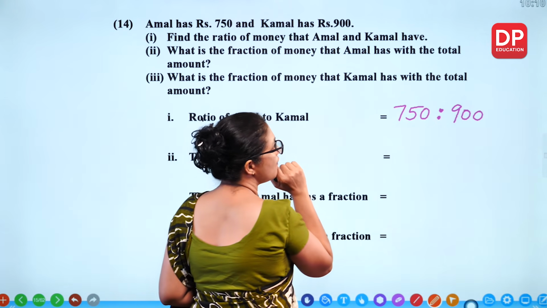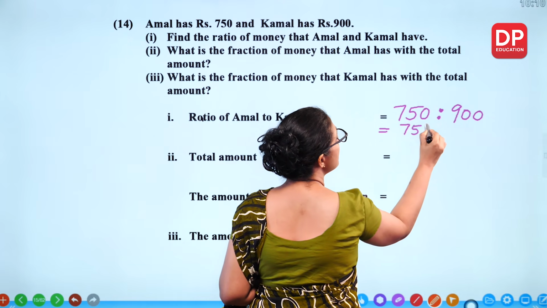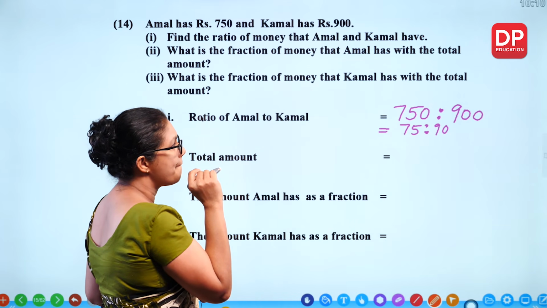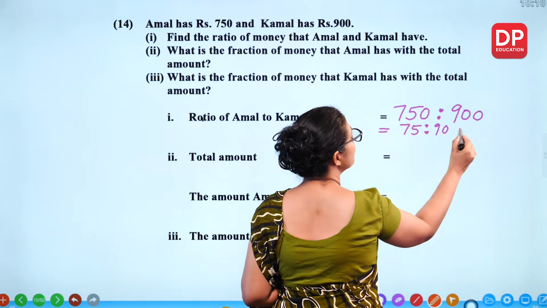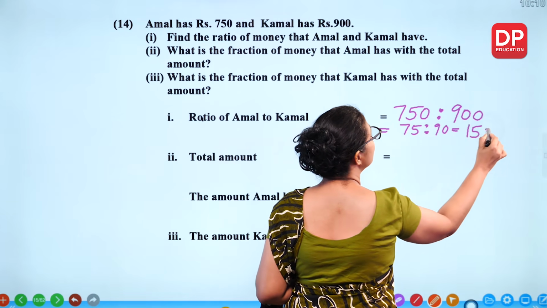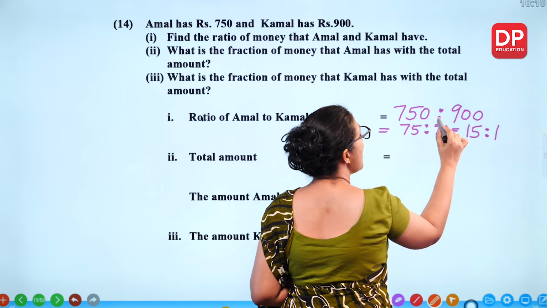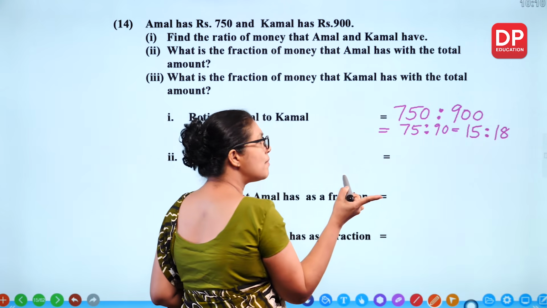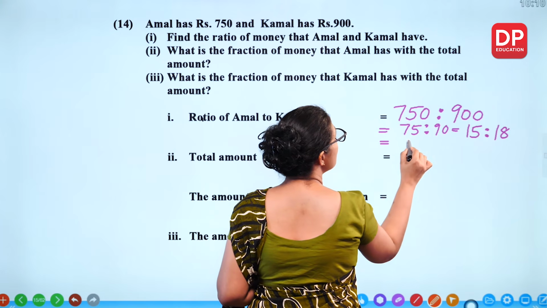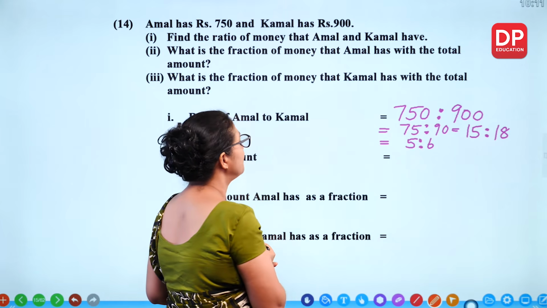You can divide by 10, so 75 and 90. Then you can divide by 5. 5 times 15 is 75, so that's 15, and 5 times 18 is 90, so that's 18. You can simplify further. Divide this by 3. 3 times 5 is 15, 3 times 6 is 18, so the ratio is 5 to 6.